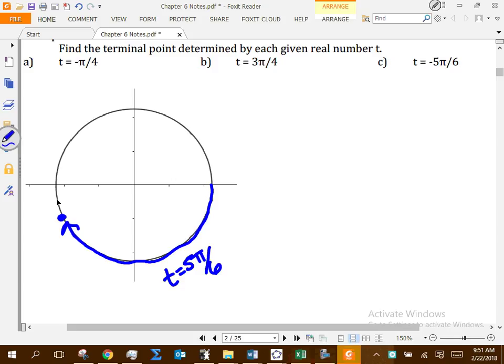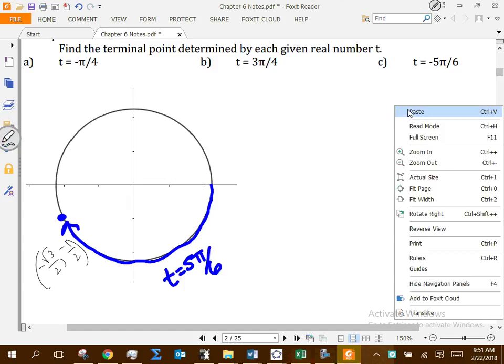Okay? And that ordered pair is going to be negative root 3 over 2, negative 1 half. Now, I think it's kind of hard, maybe, the first time you see that. Why is it negative radical 3 over 2, comma negative 1 half?